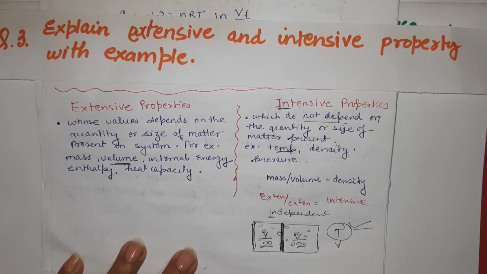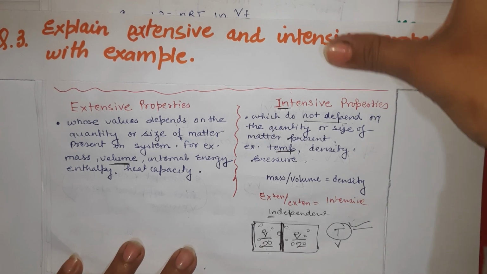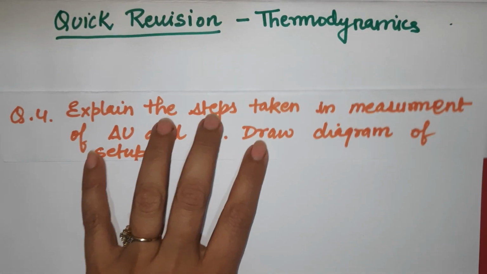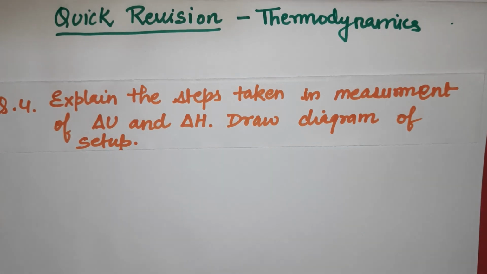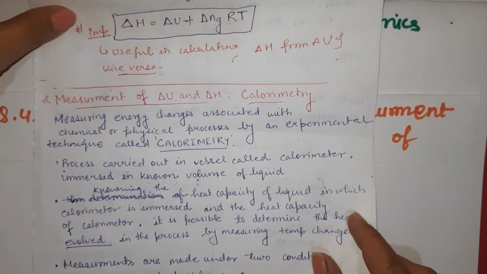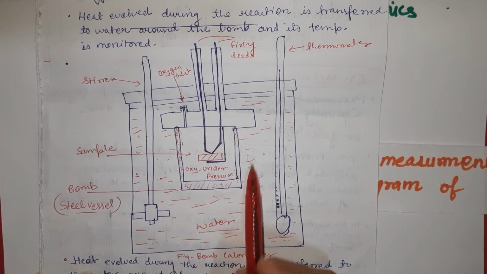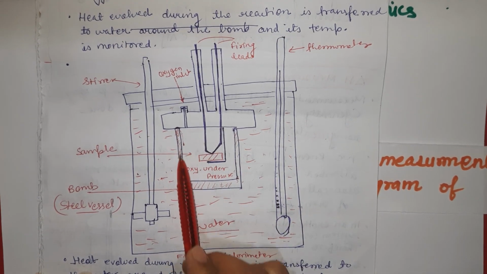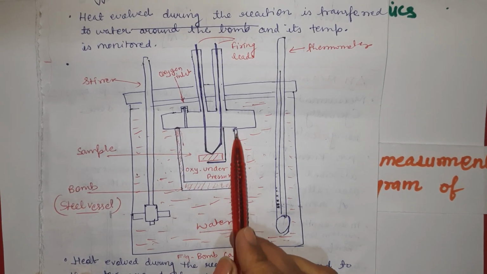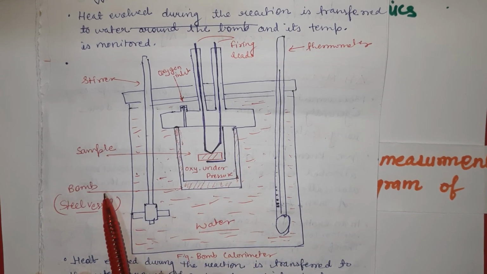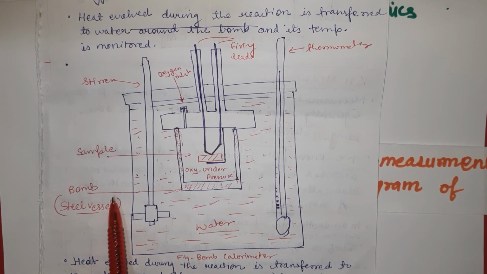All right. Now let's move on to another important question: explain the steps taken in the measurement of delta U and delta H. Draw a diagram of the setup. Here you can see two partitions. We will start from the inside partition, which is the steel vessel. We call it the bomb.